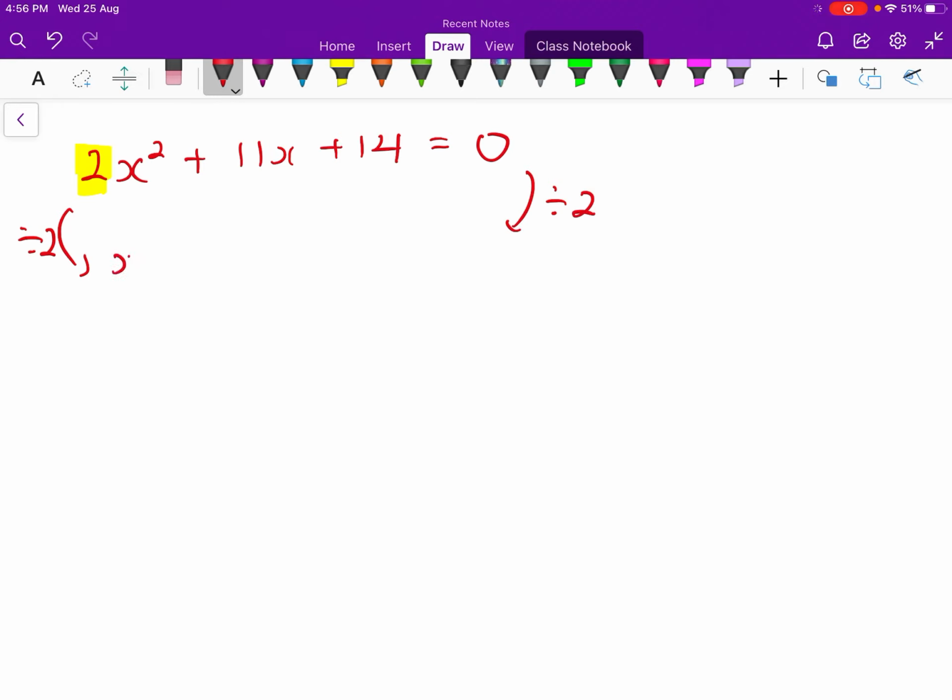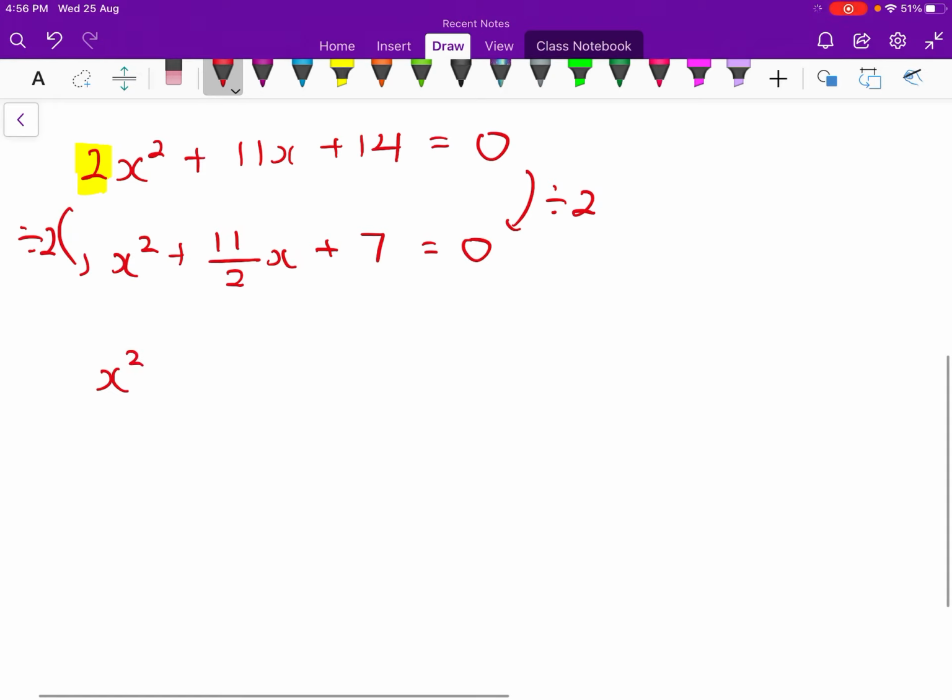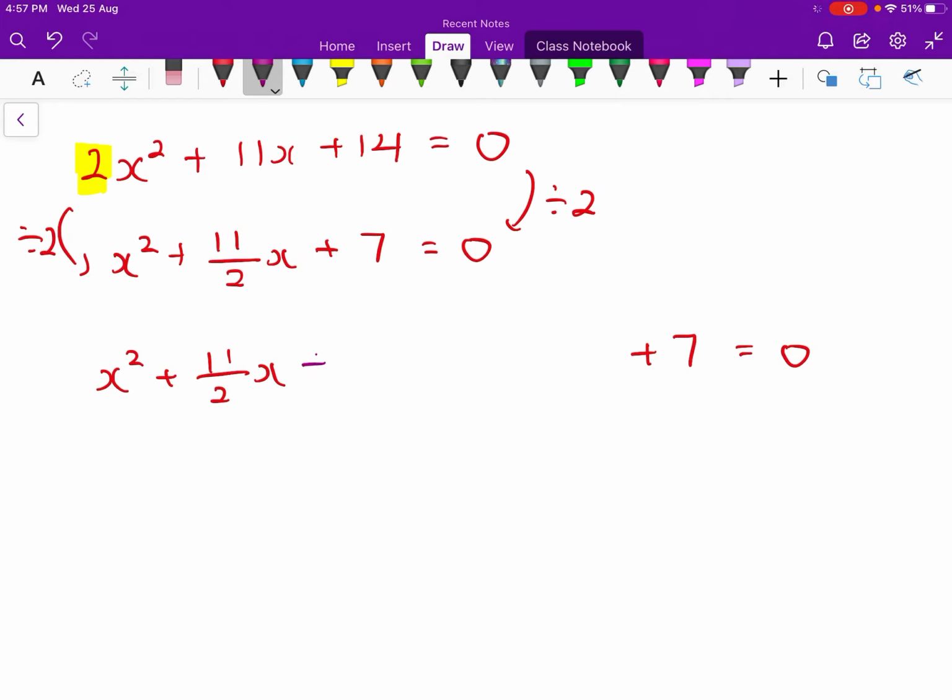Okay, so this is x squared plus 11 over 2x, then plus 7 equal to 0, since 0 divided by 2 is still 0. Now we can complete the square already. So I write x squared plus 11 over 2x, then I put the 7 at the very end, equal to 0. In between this space, I must add, put 2 boxes, then we minus away the same thing.